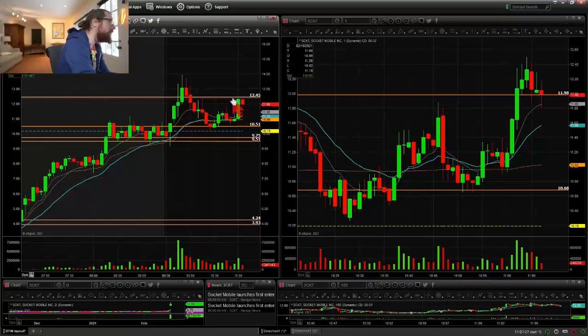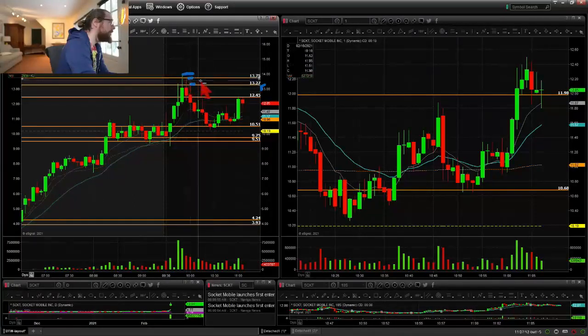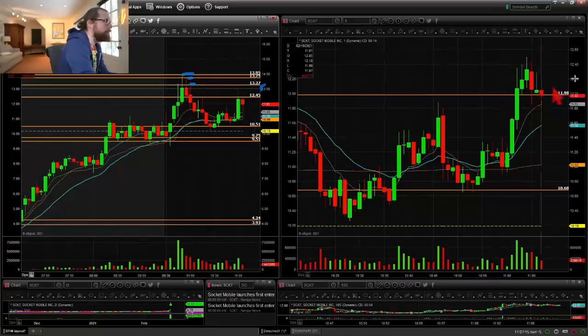And I would say, okay, if this can break through this 12.45 level, what's the next spot? Up here, and up here, right? If it breaks through 12.45, first target's 13. Then, well, we could draw the lines here. So we've got 13.27, 13.75, and then 14.